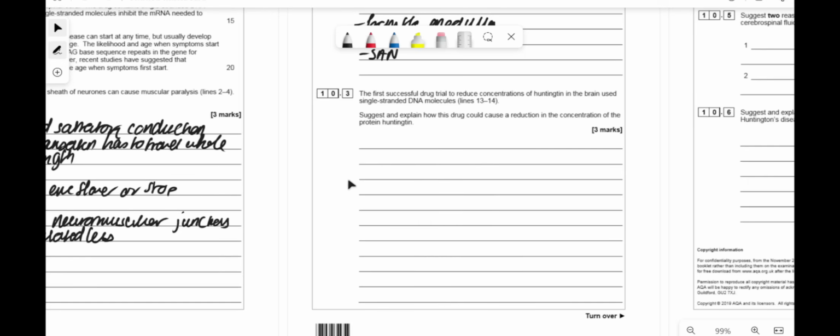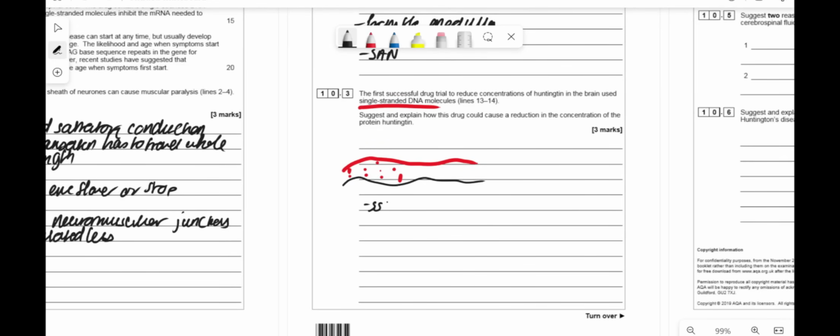So you've got your mRNA here, right? You've got your transcription, all of that stuff happening. You've got mRNA, and the mRNA goes to ribosomes in which it's translated, and you get huntingtin produced. So something's stopping that from happening. What's actually happening is this single-stranded DNA here binds to it like that because of the complementary base pairs, and it stops it from being translated.